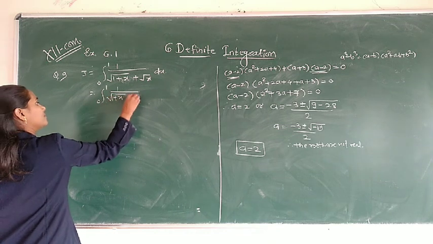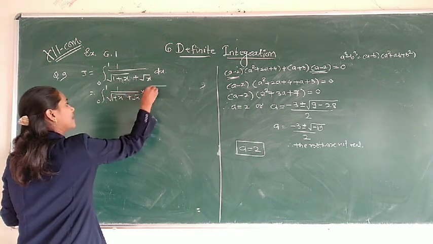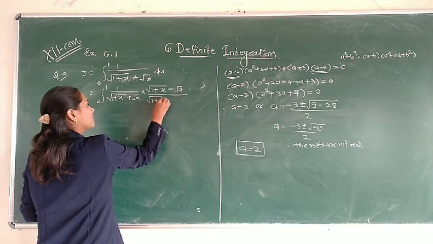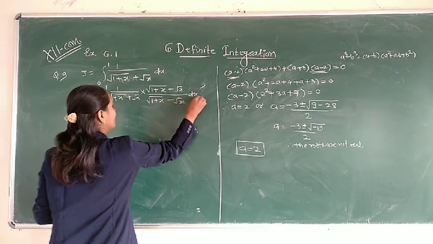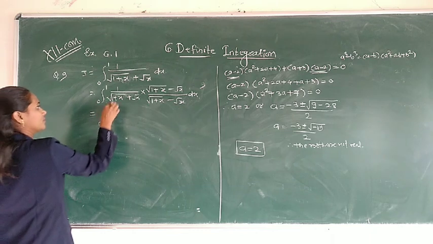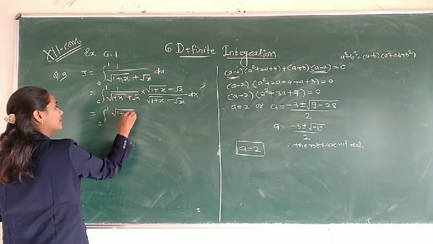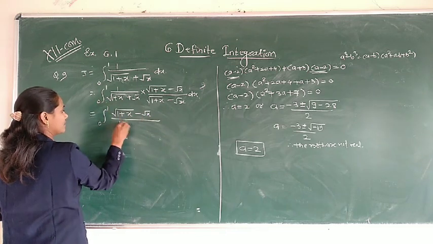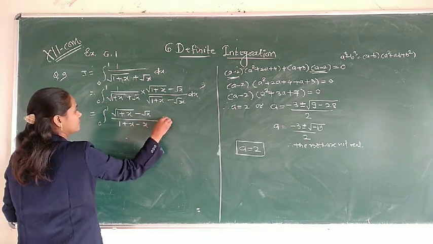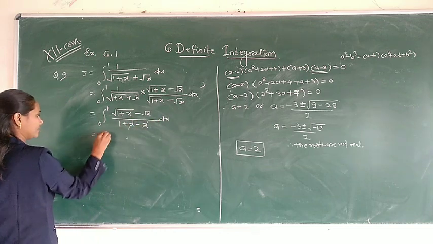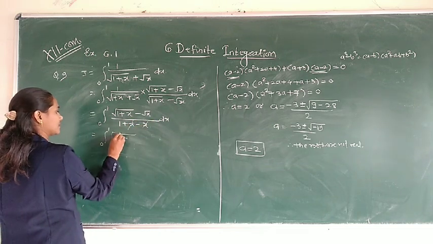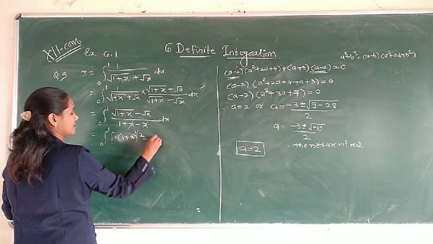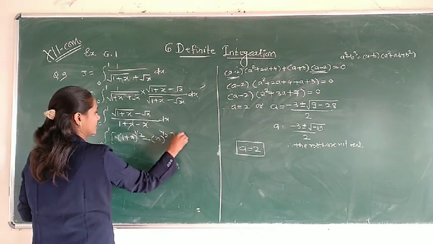1 plus x plus root x. So here we multiply and divide it by root 1 plus x minus root x, divided by root 1 plus x minus root x, into dx. Integration 0 to 1. Root 1 plus x minus root x. Here it is the identity a plus b, a minus b, the square of root 1 plus x minus x. Into dx. Plus x will get cancelled. 0 to 1. The root 1 plus x can be written as 1 plus x raised to half, minus x raised to half, into dx.